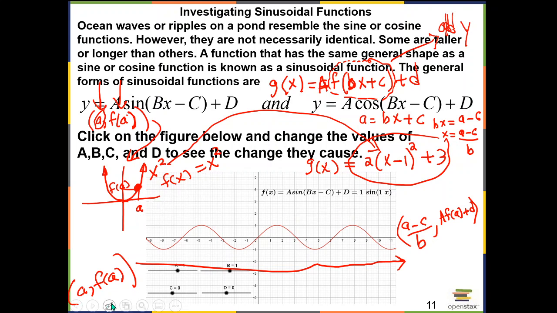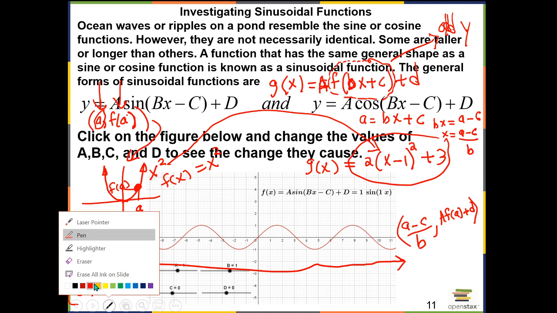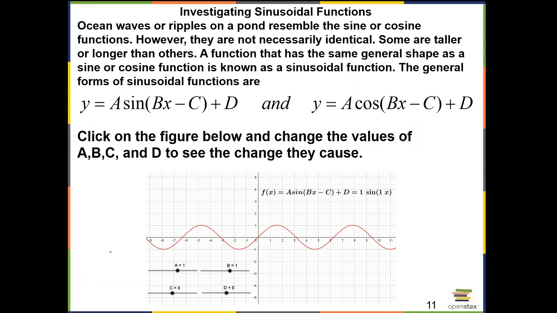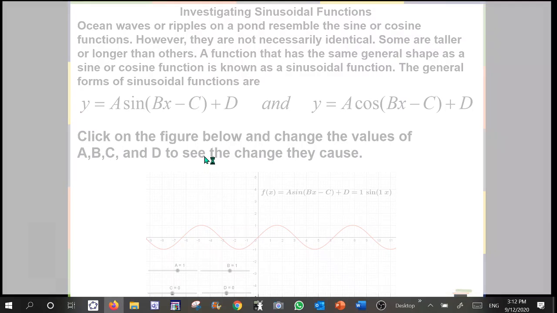Okay, again, this was just a review of what you know from algebra. I'm going to explain it a little bit more later. But let me animate this and show you what happens with the sine function when we change these values.